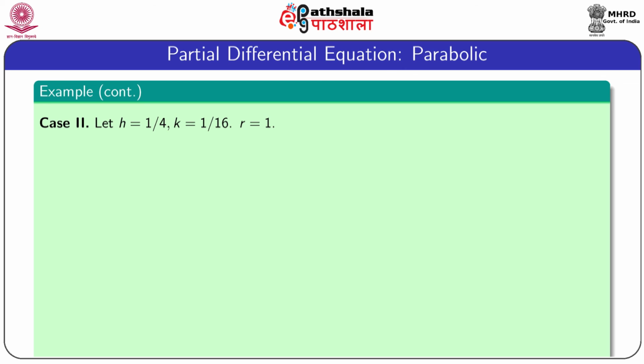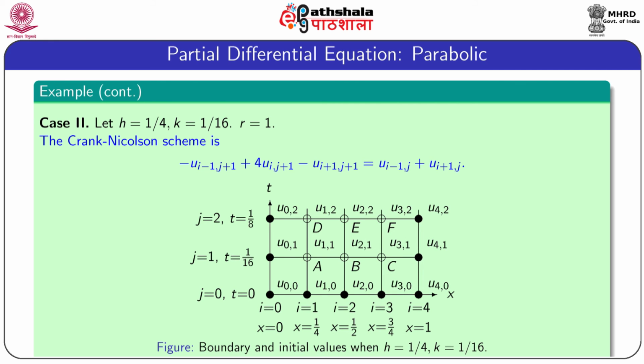Now, we consider the second case. In this case we assume that h equal to 1/4, but we consider k equal to 1/16, that means the value of k is taken as 1/16. In this case the value of the parameter r is 1. So, the Crank-Nicholson scheme is this one, and this is the boundary and initial condition and the other unknown mesh points. So, in this diagram we see that the values of u are to be determined for the mesh points A, B, C and the mesh points D, E and F.